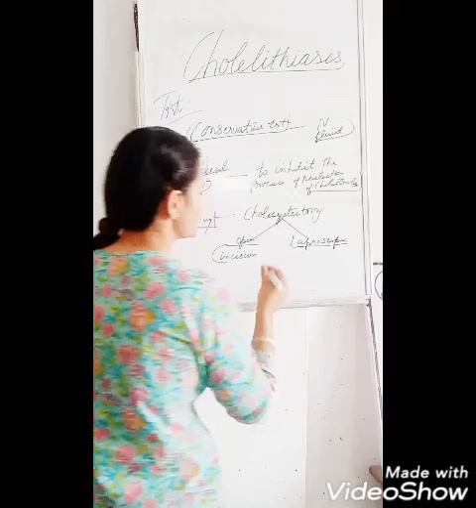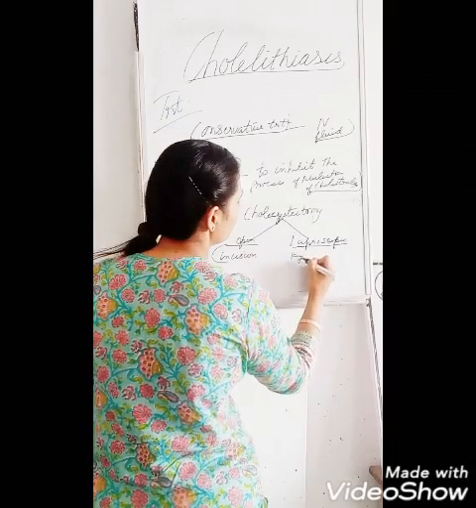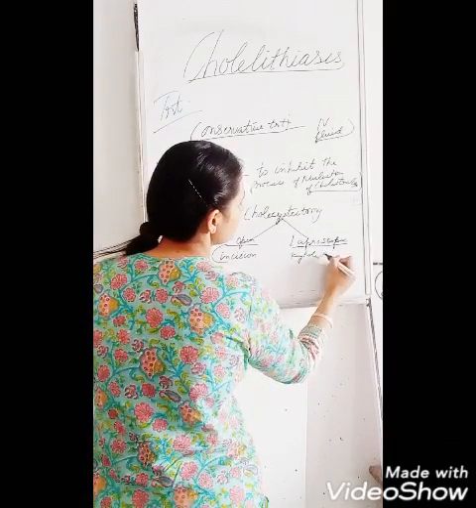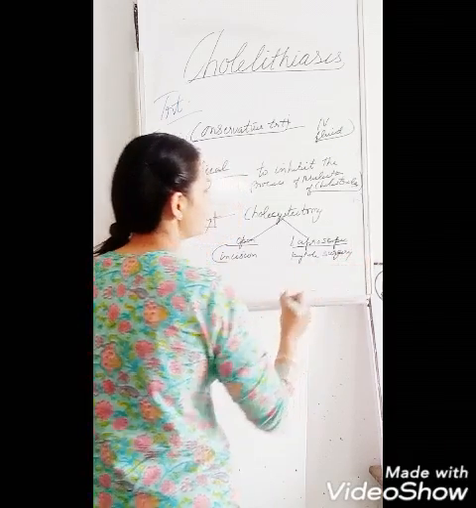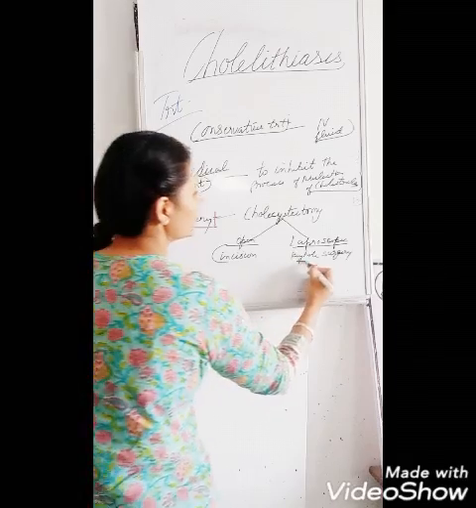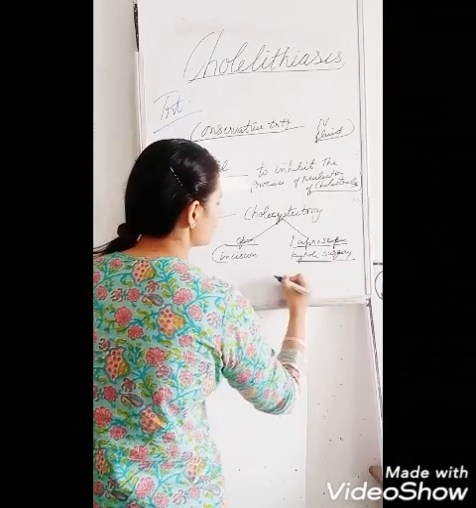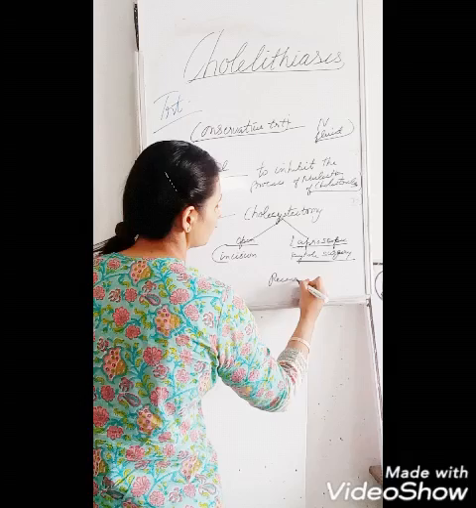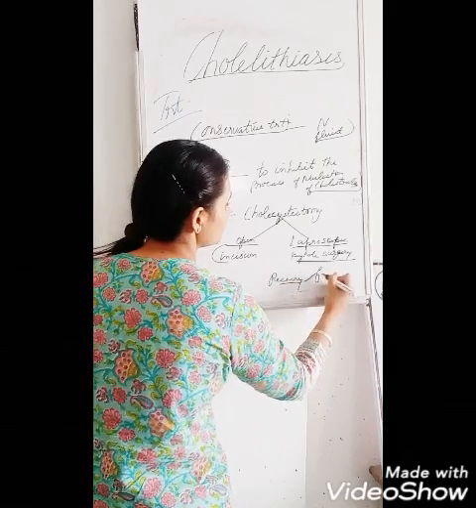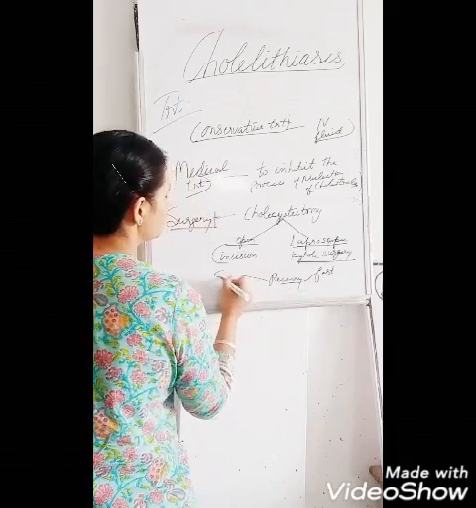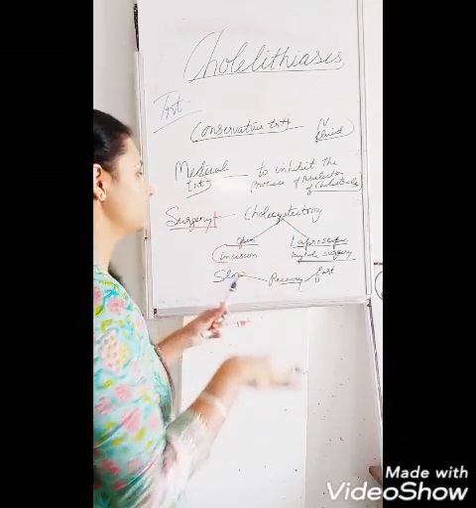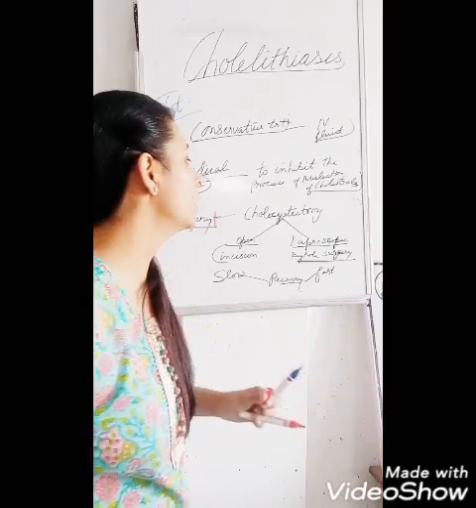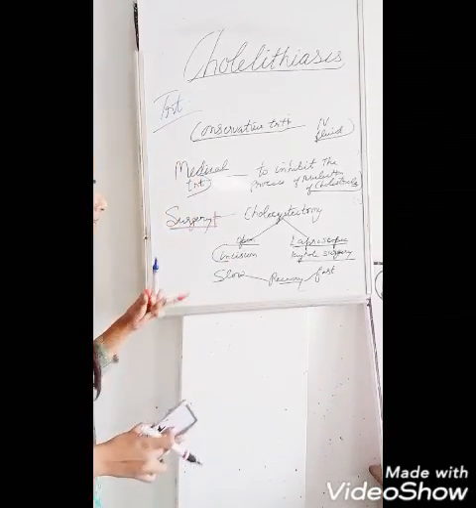So there are two ways. In laparoscopic, keyhole surgery is done. So here the recovery rate is faster. So recovery is fast here and here it is slow, in the case of open cholecystectomy, when the gallbladder is removed by giving the incision in that area.